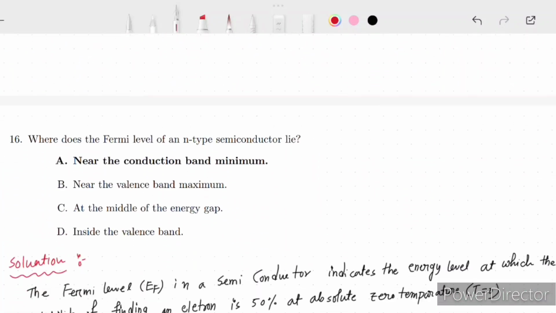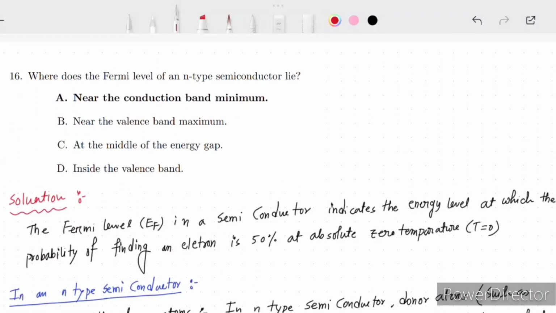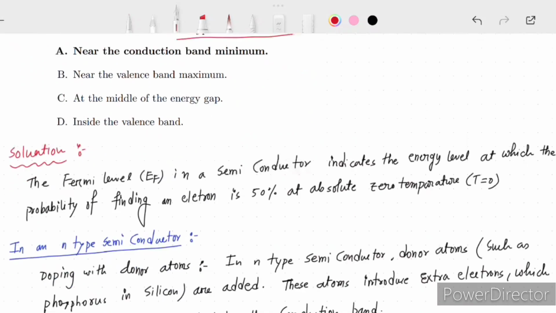Next we go to another question, question number 16. It is a very easy question. Where does the Fermi level of an n-type semiconductor lie?